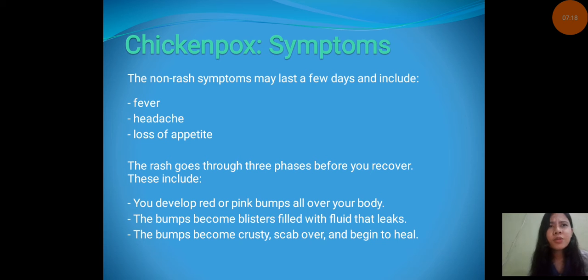The bumps on your body will not all be in the same phase at the same time. New bumps will continuously appear throughout your infection, and the rash may be very itchy, especially before it scabs over with a crust. You are still contagious until all the blisters on your body have scabbed over. The crusty scabbed areas eventually fall off. It takes 7 to 14 days to disappear completely.